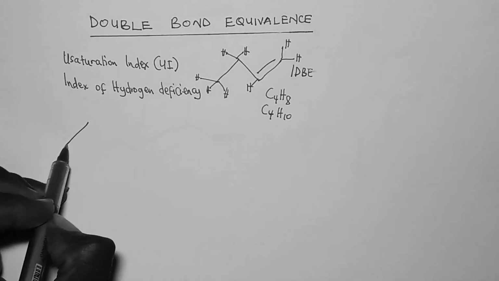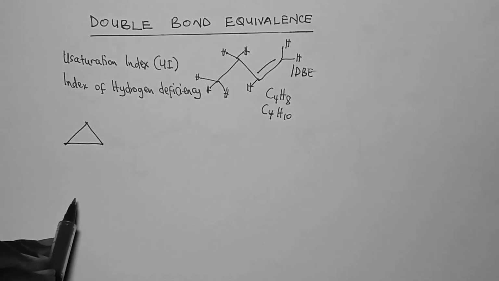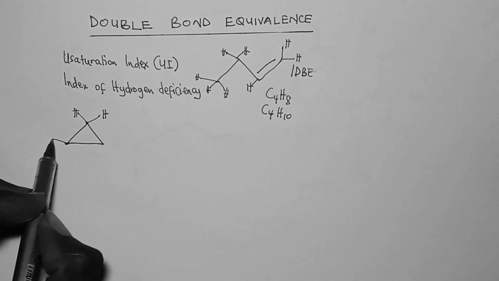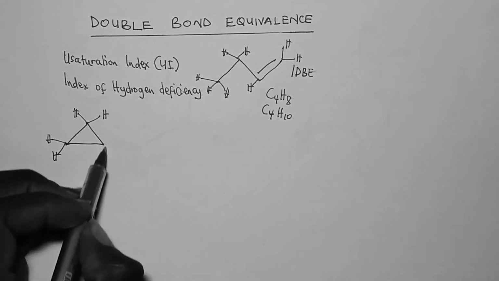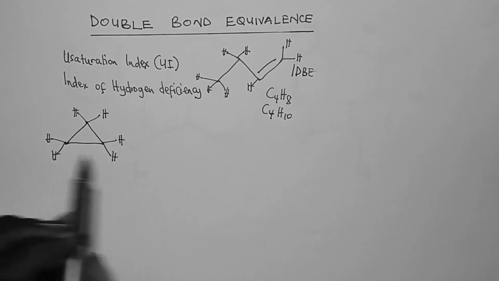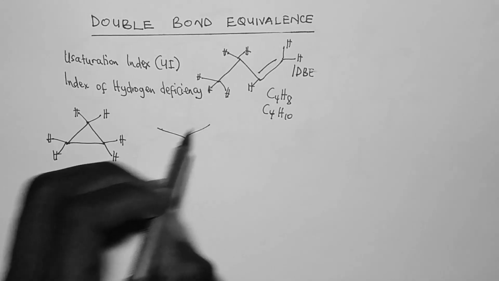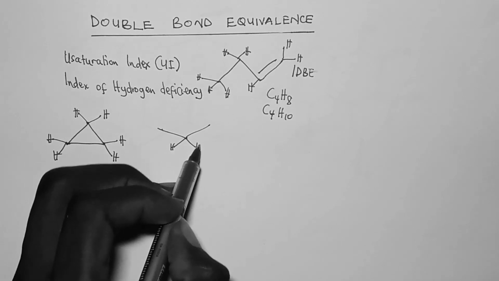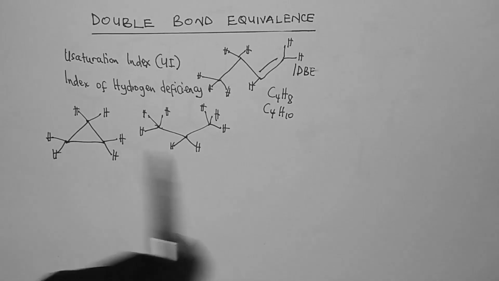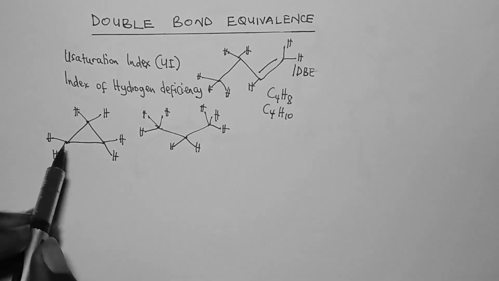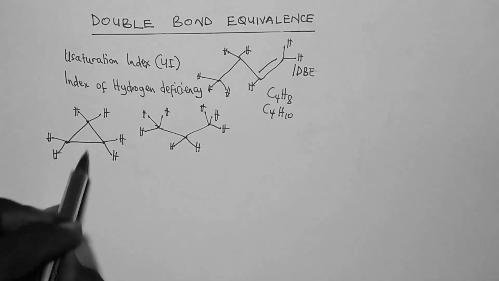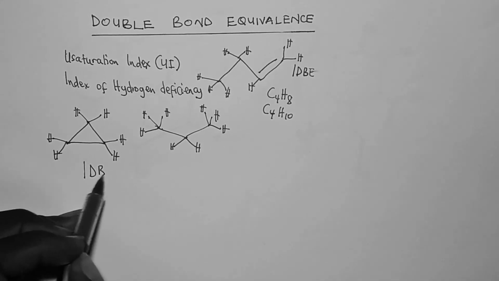So let's consider cyclopropane. You see that cyclopropane has 6 protons. And let's consider the normal propane. The normal propane has 8 protons. There is a deficiency of 2 protons here, and it is those 2 protons that make up the ring, and therefore cyclopropane has one double bond equivalence.